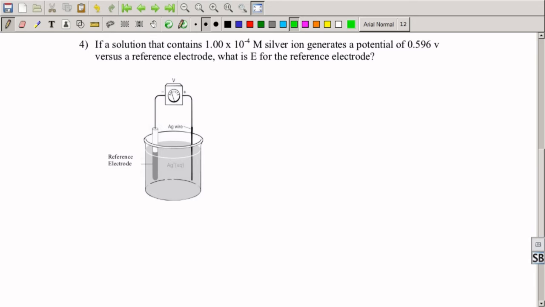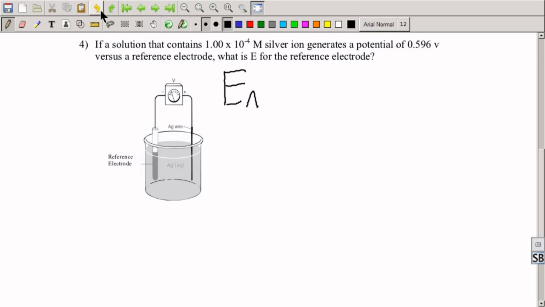All right, so this is very much like what we did last week. We have a solution that contains 1 times 10 to the negative 4th molar silver ion. And it generates a potential of 0.596 volts versus a reference electrode. What is the E for the reference electrode? What do we need to remember? Several things. First of all, let's start at the beginning.